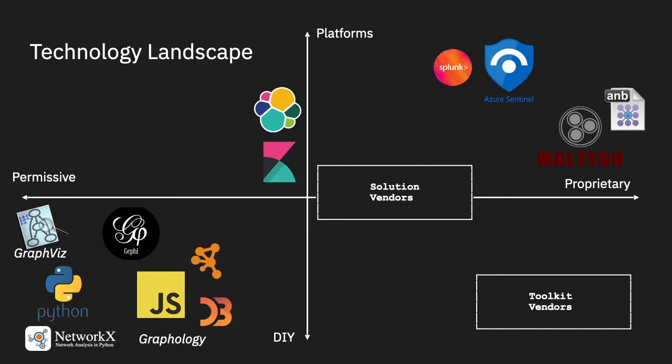Gephi is a very popular open source GUI application that allows you to build networks from scratch, whereas D3 is quite a low level JavaScript library for the browser. On the bottom right we have more commercial projects, and there are a number of toolkit vendors in this space if you're not looking to use open source.